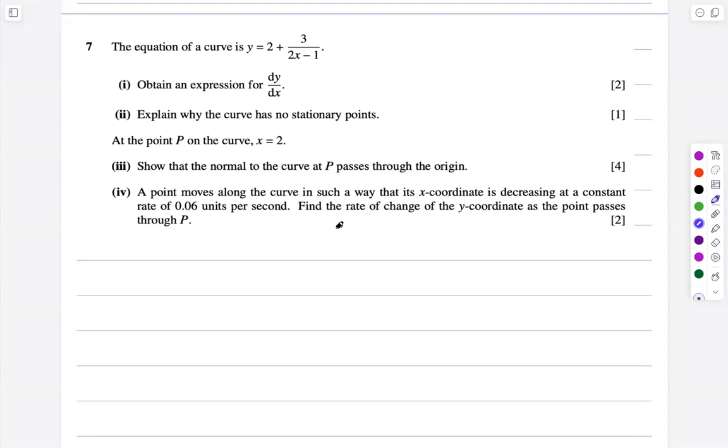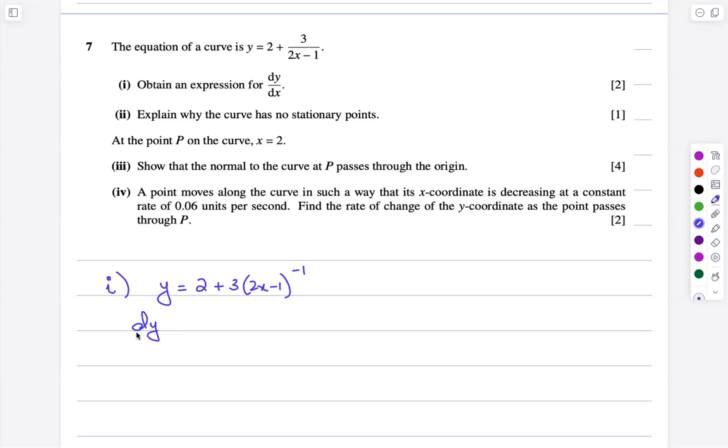Question 7, the equation of a curve is y equals 2 plus 3 upon 2x minus 1. In part 1, we have to obtain an expression for dy/dx. So in the first step, we can write the equation as y equals 2 plus 3 into (2x minus 1) to the power minus 1.